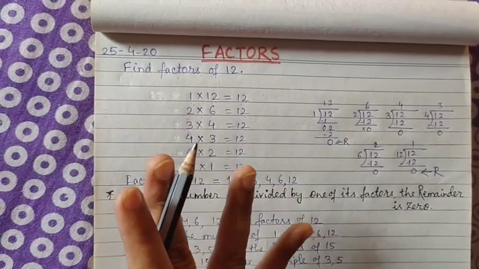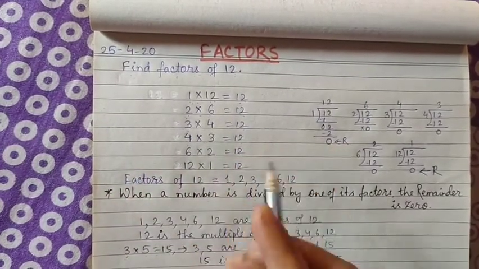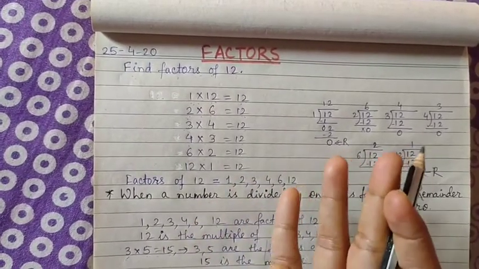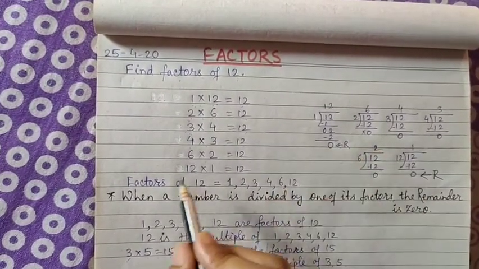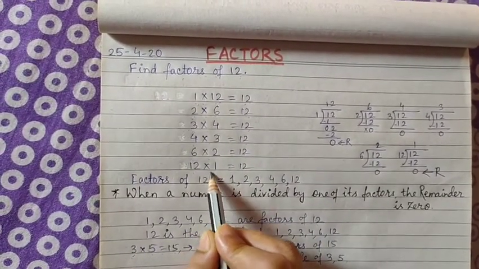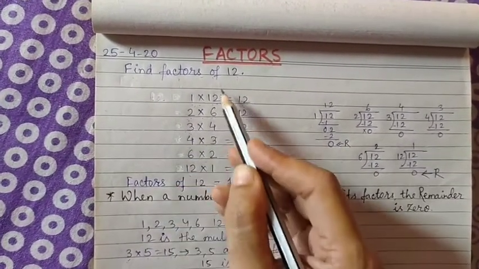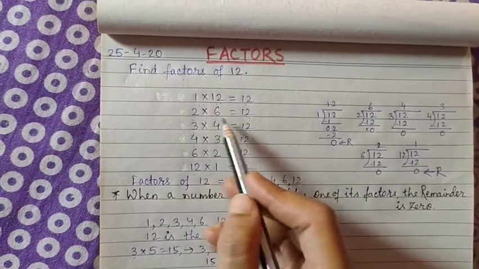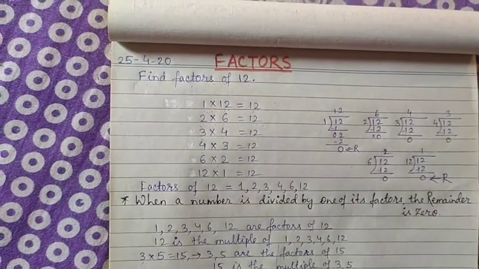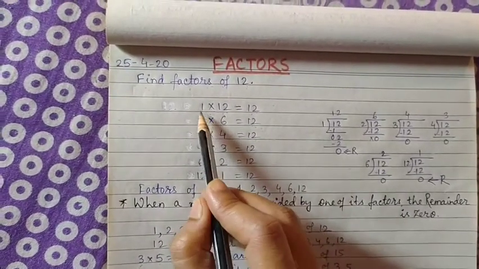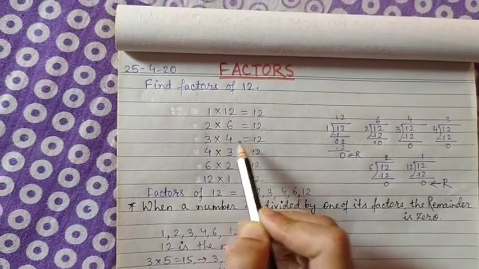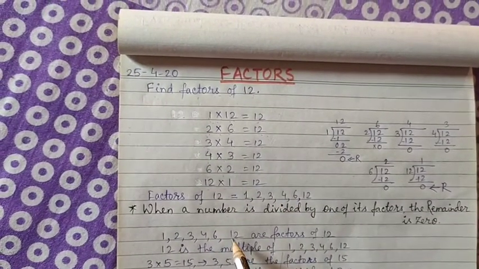Then 5. In the table of 5, 12 does not come, so leave it. Then 6. 6 2s are 12. Then in 7, 8, 9, 10, 11, in those tables 12 does not come. Next is 12. 12 ones are 12. Now you see there are 6 different ways we can write 12 as the product of different numbers. So now you see these numbers 1, 12, 2, 6, 3, 4 are the factors of 12.